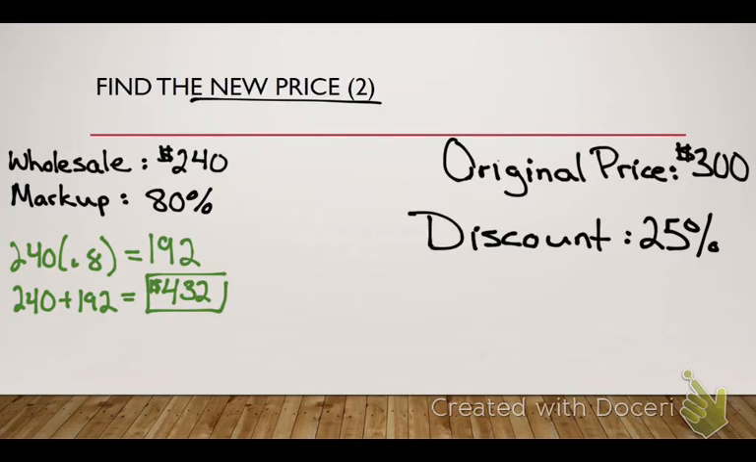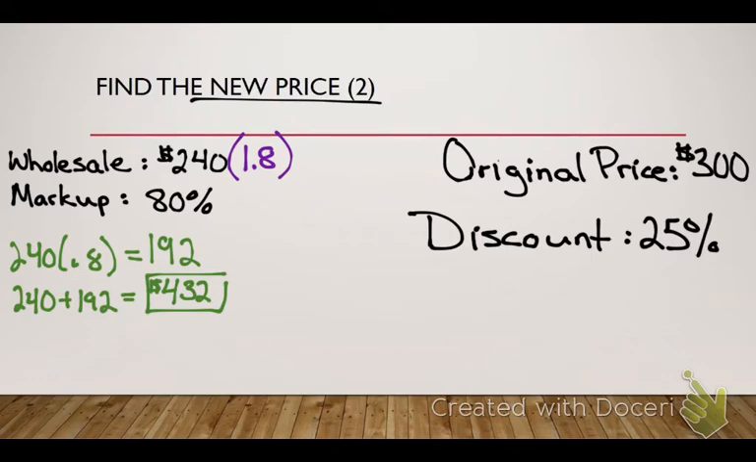Okay? Now, there is another way to do it. Because you know it's marked up, what could you do to 80%? Add 100%. You could add it to 100% and change it to a decimal. And what would that be? 1.8. And you multiply 240 times 1.8 and do it in your calculator. What are you going to get? 432. Now, here's the reason I don't teach it that way.